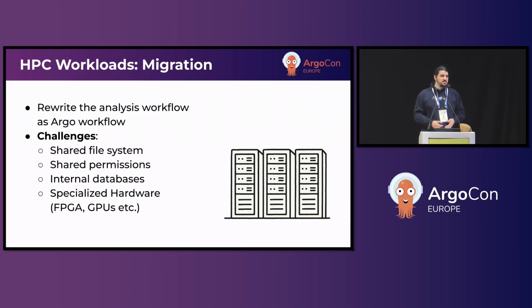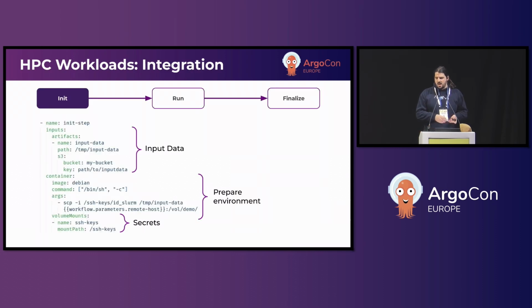And specialized hardware is always a problem. When we have some nodes that have FPGAs, GPUs, and all this kind of stuff, we need to have the same capabilities in our Kubernetes cluster. And for some really specialized hardware, there is not always an option to do this. Okay, so now I've talked a little bit about migration. I think it's quite straightforward because you just rewrite it in Argo.